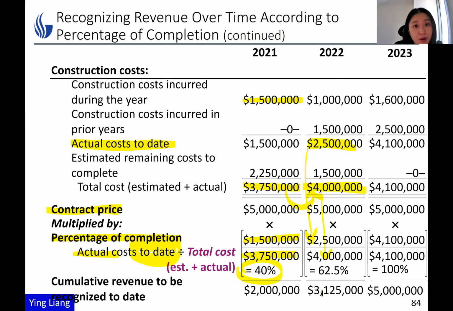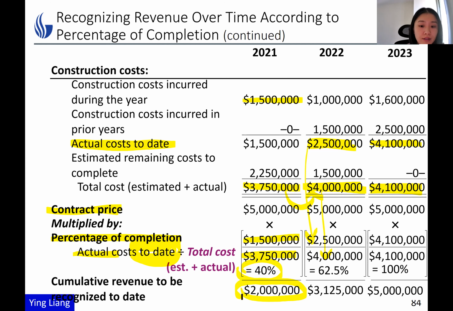We're going to do the same for 2023. And again, in 2023, the estimated total cost changed again from 4 million to 4.1 million. Don't think that this construction company is really bad at estimating. Things keep changing. It's very normal. But it really doesn't affect our percentage of completion calculation. We just use actual cost to date. 4.1, because it's completed, divided by 4.1 is 100%. So by now we should recognize revenue of 5 million. So we have this total.